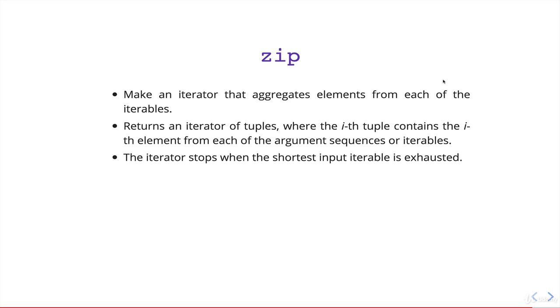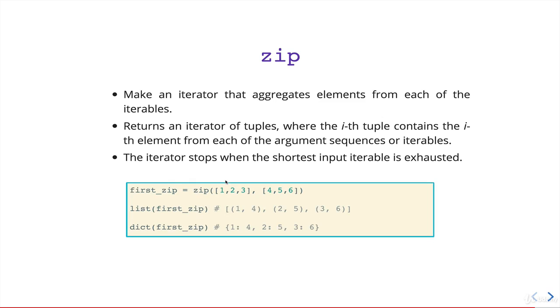Imagine a list on the left and a list on the right. Take the first one from each, put them together. And then you move down and you take the second one from each and put them together. So here's an example. If we zip the list 1, 2, 3 and the list 4, 5, 6, we end up with a list of tuples like this: (1, 4), (2, 5), (3, 6). And that's if we convert it to a list. By default, it returns an iterator of tuples, and we have to convert it to a dictionary if we want a dictionary or a list if we want a list.